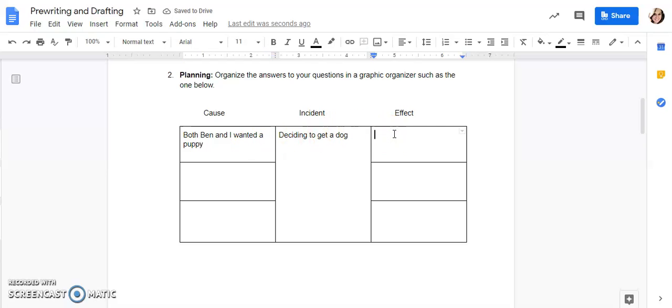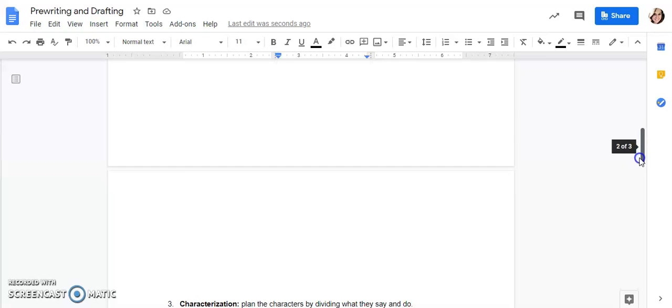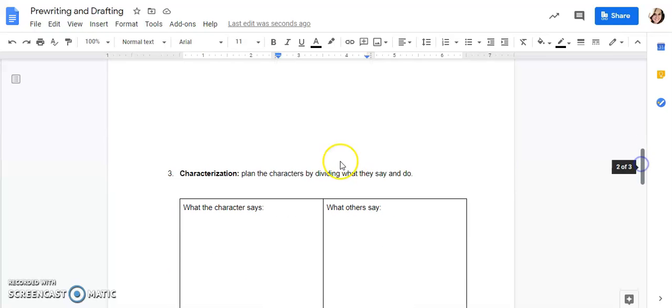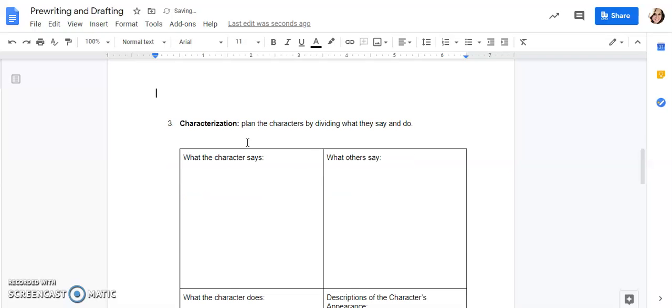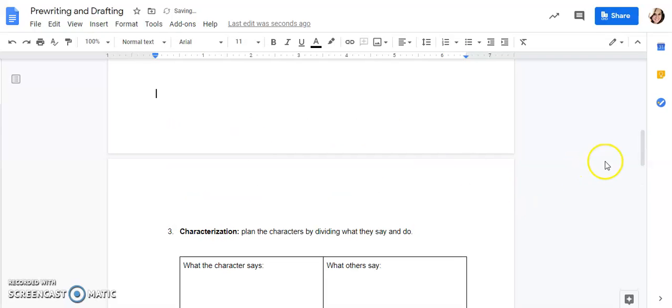The effect was we went to, and I would just fill in additional information. This is not going to change. The incident will not change. You will continue on, and the last thing you will complete for this section is the characterization.